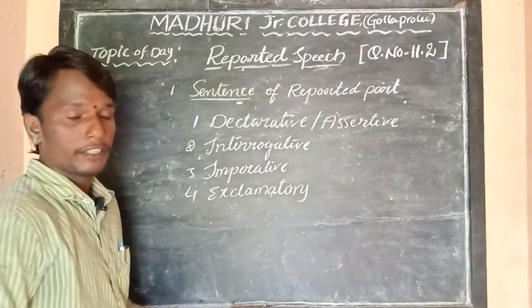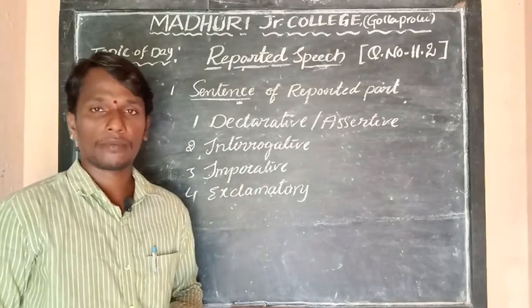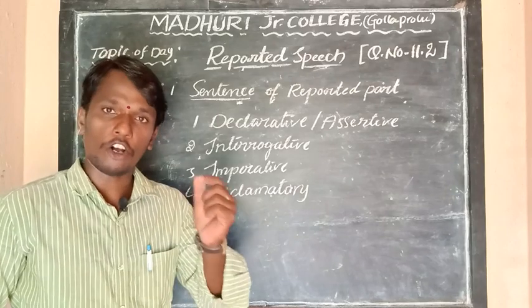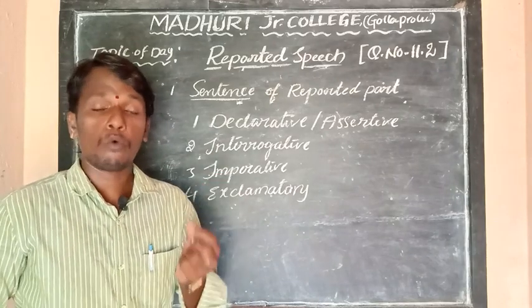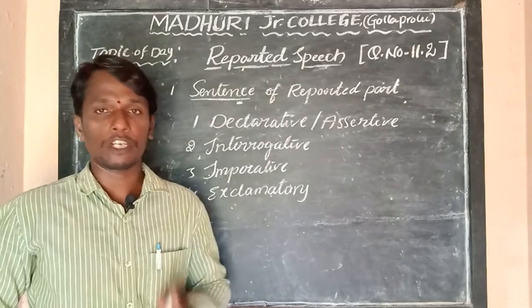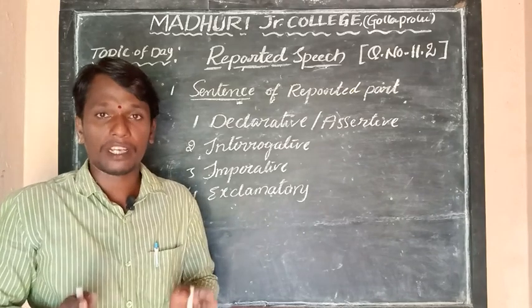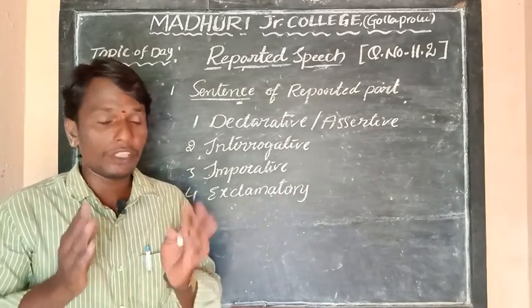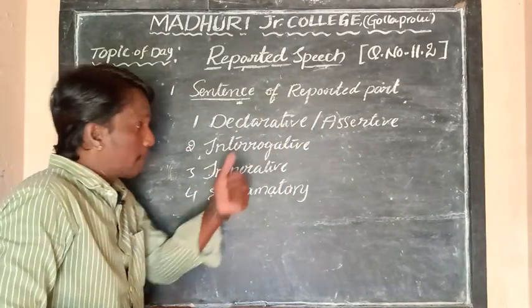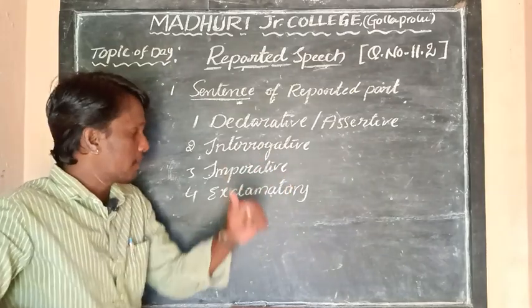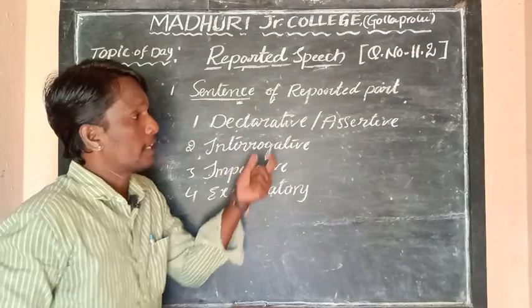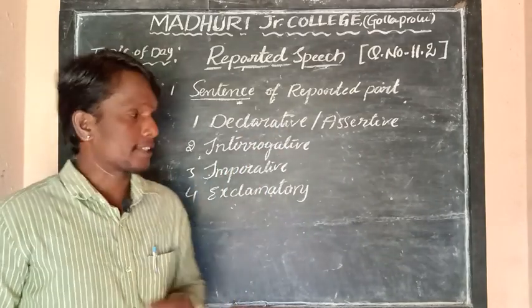Now dear students, if you want to change direct speech into indirect speech, you need to focus firstly on the kind of sentence. What kind of sentence is the given reported part? Which sentence does the given reported part come under? Whether the reported part is a declarative sentence, an interrogative sentence, or an imperative or exclamatory sentence, we need to identify.